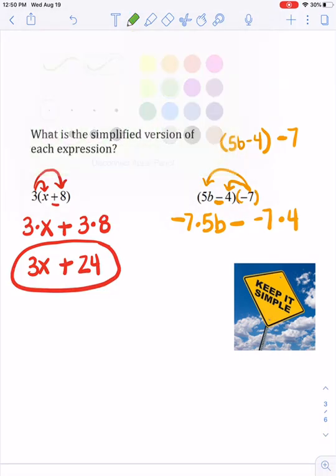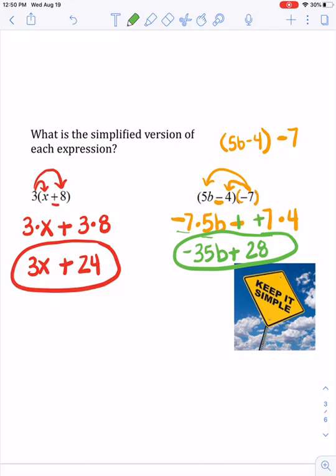So I go ahead and simplify. -7 times 5 is a -35b. Here I have minus a negative, so we talked about this a couple lessons ago, so that becomes a plus. So I get plus 7 times 4, which is 28. There's my final answer. That is how you do the distributive property.